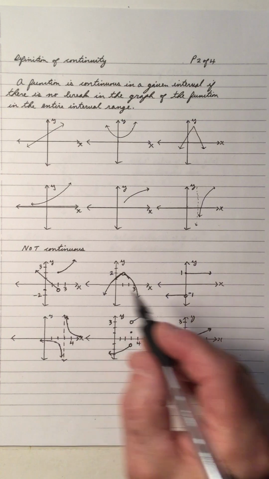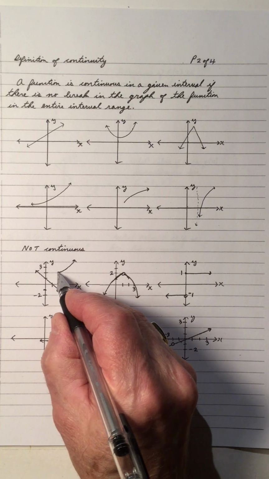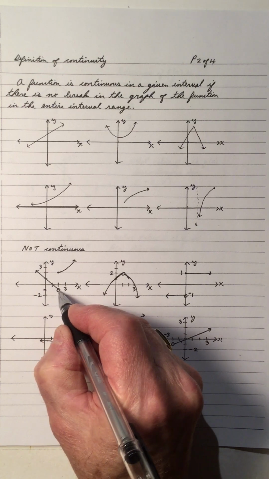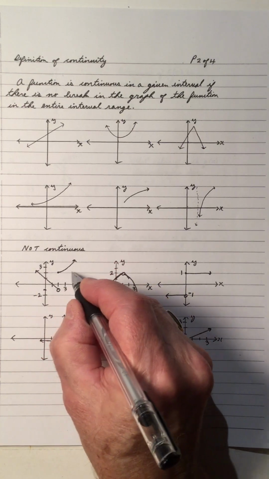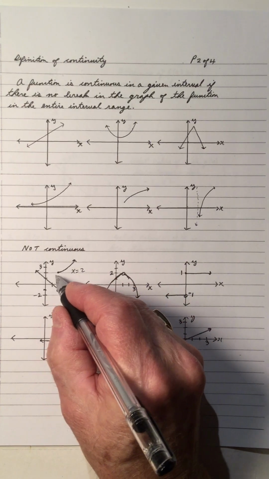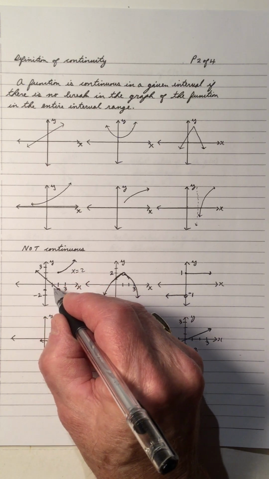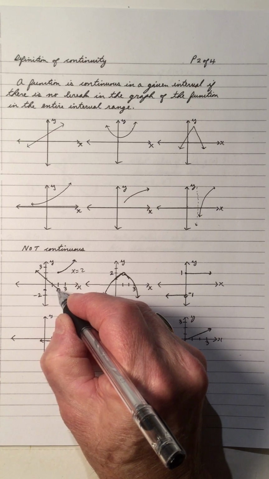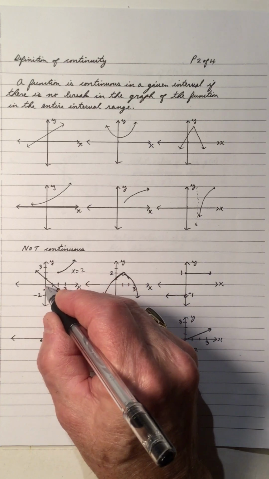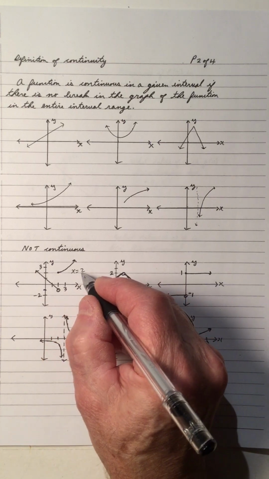Now, not continuous. Notice that at this point here, when x is 2, y is 2. When x is 2, right here, y is negative 1. So this is not continuous at x equals 2, because there's a gap or a break at 2. So from the right it comes down to 2, and as it goes to the right, the y value goes to 2. Right here, as it comes from the left, the y value goes to negative 1. So it's not continuous at x is 2.